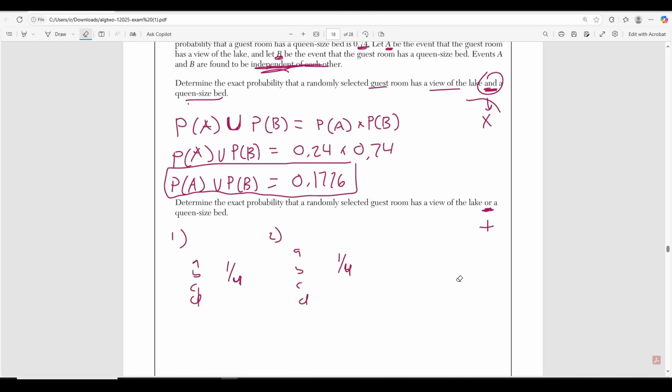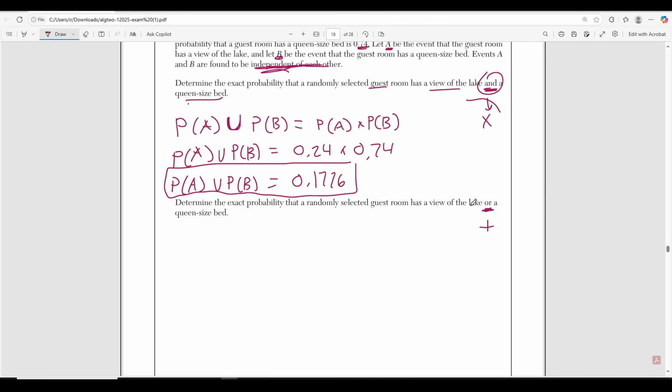So the same thing has to apply for this question, right? If you want to determine the probability that a guest room has a view of a lake or a queen-sized bed, that's represented by the probability of A followed by this symbol right here, which means or, the probability of B, okay? That's how you write it out. Now that's going to equal the probability of A plus the probability of B. But think about it this way, right? If I want the view of a lake or a queen-sized bed, I'm going to combine those probabilities. But I want a lake or a bed. I don't want both. So I want to add the probabilities and then subtract the probability of both of them happening at the same time, right?